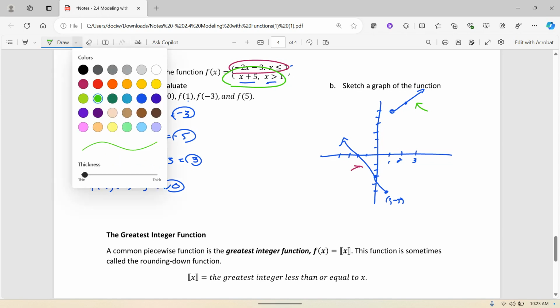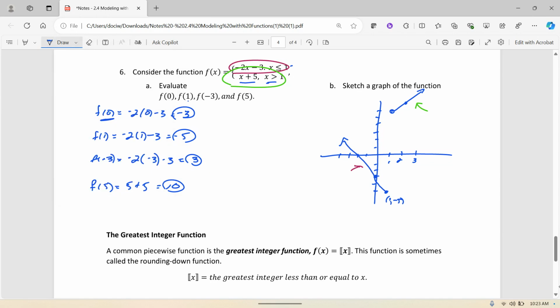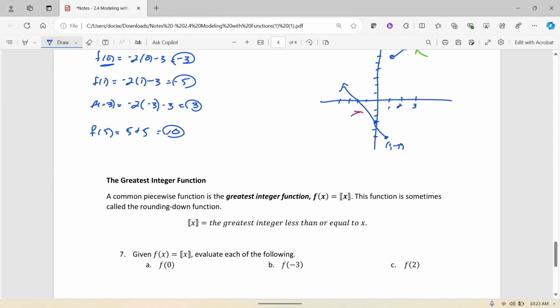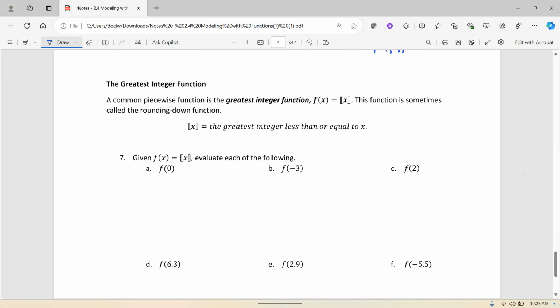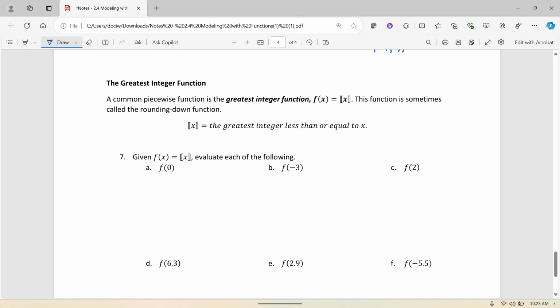I hope this makes some sense. Contact me if you want more examples. Maybe I'll do a whole video just on piecewise functions that will hopefully make more sense. Let's look at the last thing I want to talk about here, called the greatest integer function. This is sometimes called a rounding down function, or sometimes it's called a floor function.